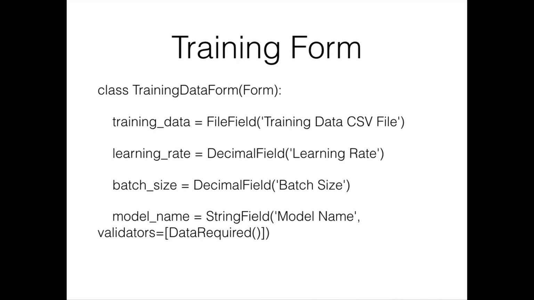So here's the Flask-WTF form. I'm not going to go too much into detail. I just want to mainly point out this file field, which is how we take in the training input data. This includes the features and the labels. So this is the input that the data scientists would use to feed in and train the model. And there's learning rate, batch size, and model name as other input fields.